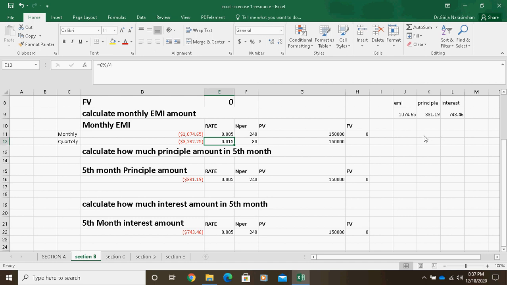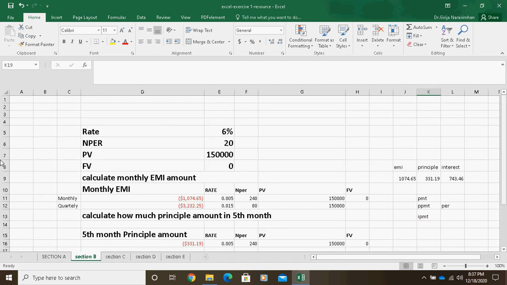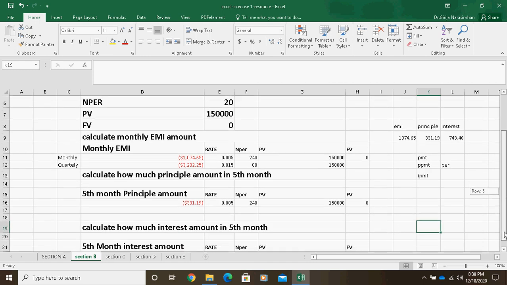Only remember the three formulas: PMT, PPMT for the principal amount, and IPMT for the interest amount. That's all. Here too you should give PER, which means which month's installment. Even for quarterly, how many installments will I pay? 80. If they ask for the fourth quarter or fifth quarter, no problem, the same 4 or 5 you can give. Correct or not? This is exactly the method of calculating PMT, PPMT and IPMT.